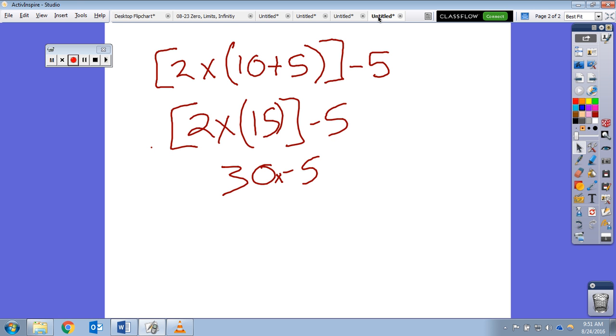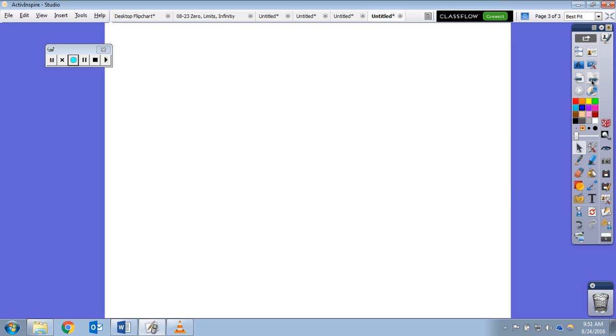30x minus 5 is acceptable. If it's a multiplication sign, I believe it's 25 with the result. Oh, I was just confused because it's brackets. Okay. Can you do number 11? Would anyone like to do 11?